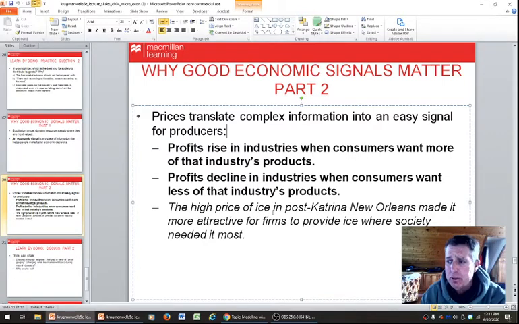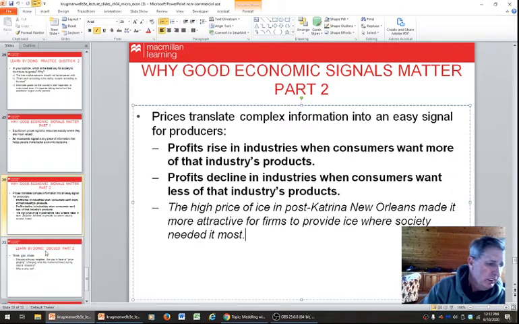As a capitalist, I'm most interested in total revenue. TR, price times quantity, equals TR. P times Q equals TR. The high price of ice in post-Katrina New Orleans, that was a hurricane, if you don't remember, made it more attractive for firms to provide ice where society needed it most. People trucked ice in. You say, oh, well, they're price gougers. Well, get over it.